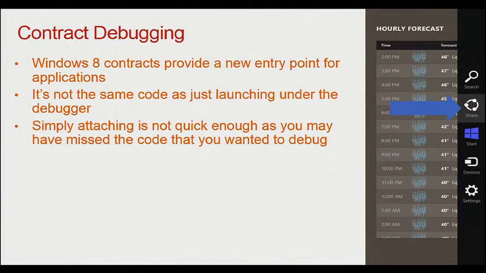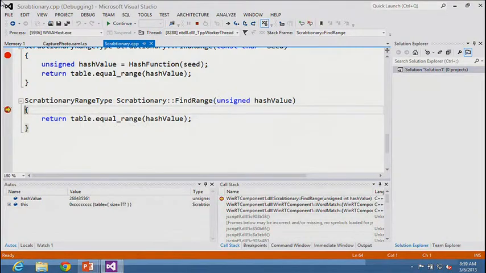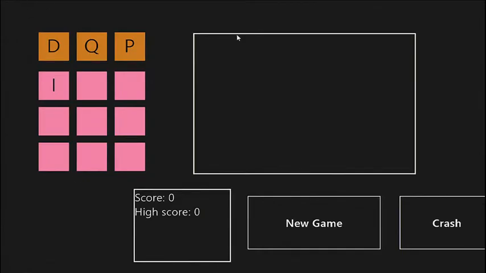So what do you do? Can you attach the debugger instead? Well, no, that doesn't really work either, because if you try to attach, you could end up missing some of your code as it executes too quickly before you can react and attach. So what do you do instead? I'm going to switch back to Visual Studio. I'm going to get out of this app.